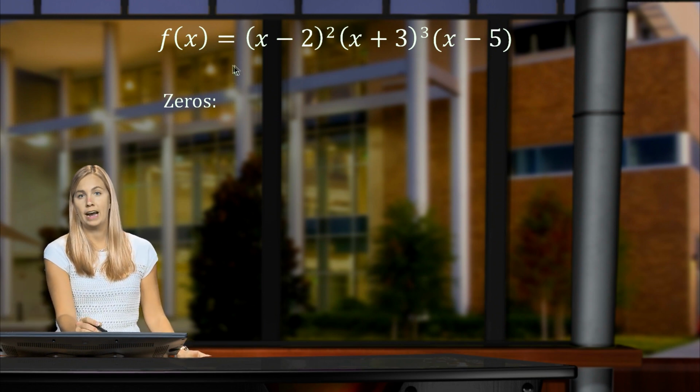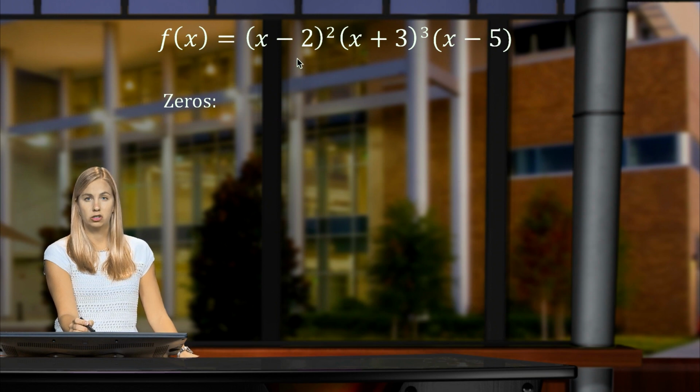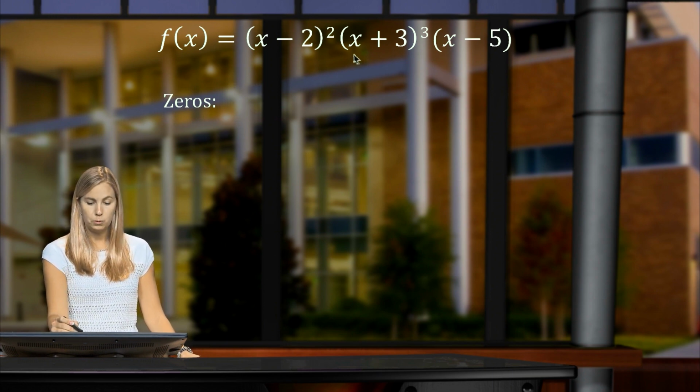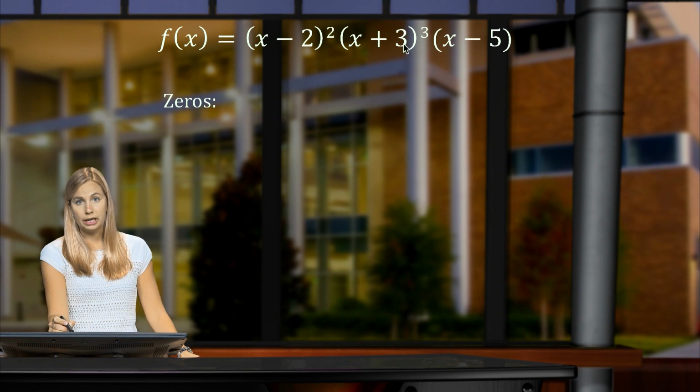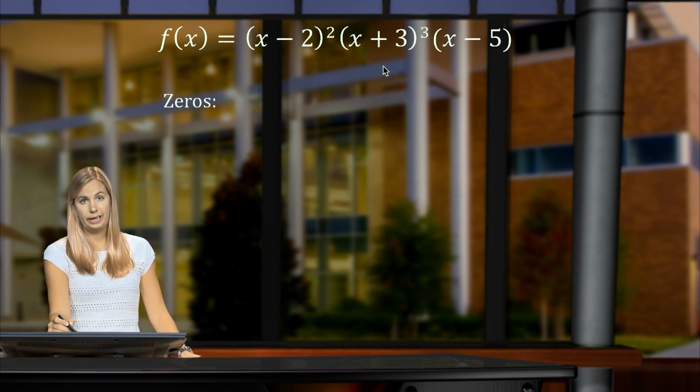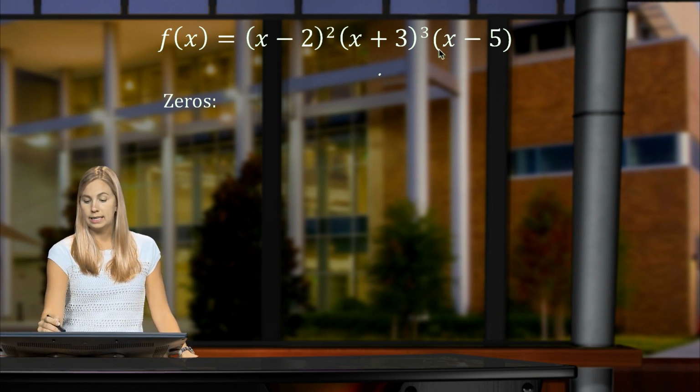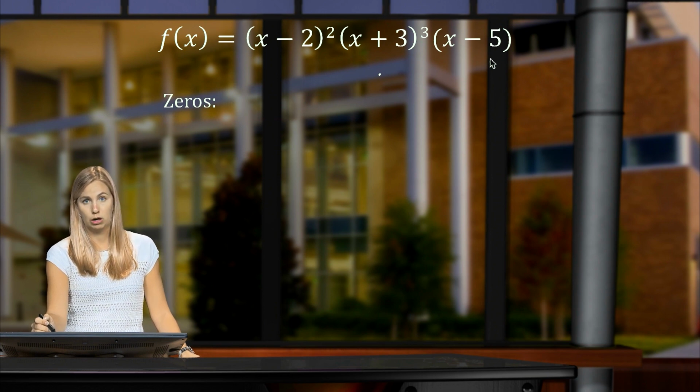Look at this first factor, x minus 2. How many times does this factor of x minus 2 occur in my polynomial? Since it's squared, it occurs twice. The multiplicity of this 0 is 2. X plus 3 is cubed, so the 0 of negative 3 occurs 3 times. The multiplicity is 3. Since this factor only occurs once, the multiplicity of this 0 is 1.